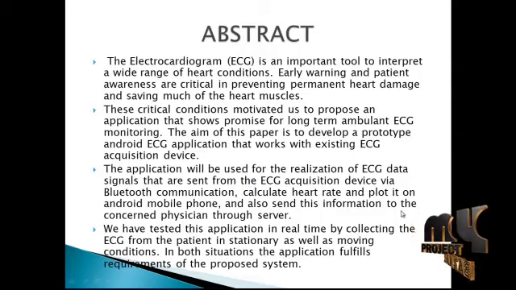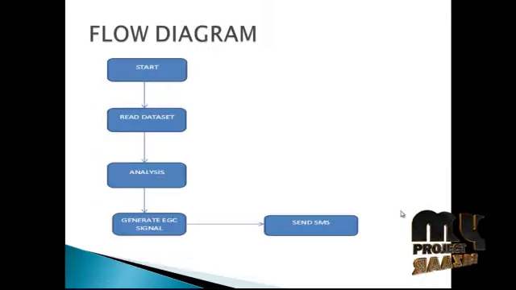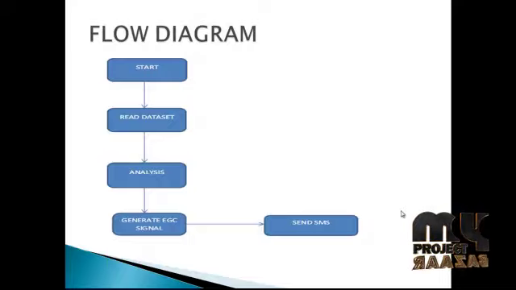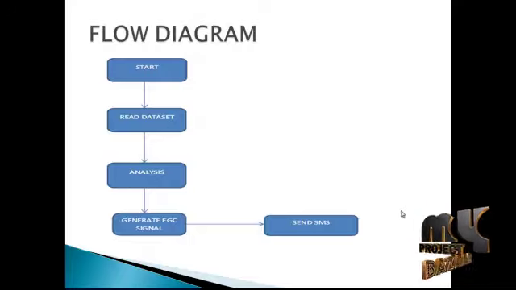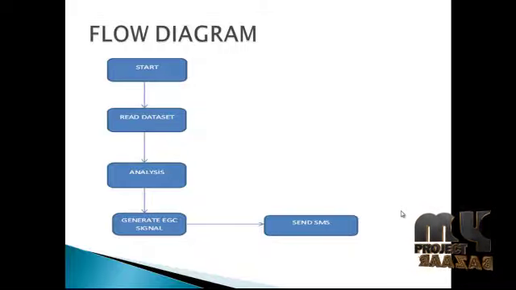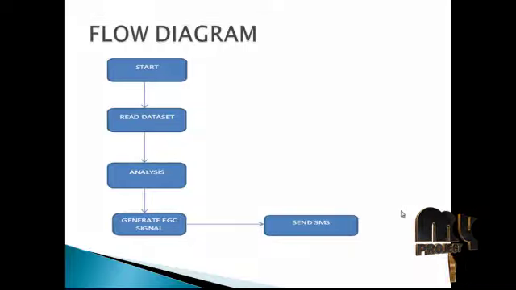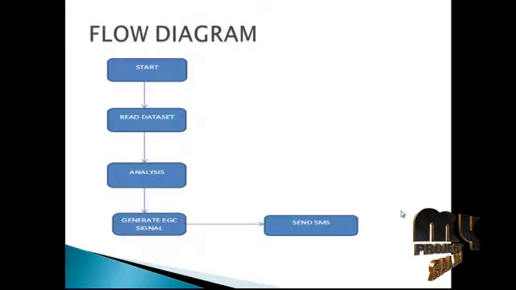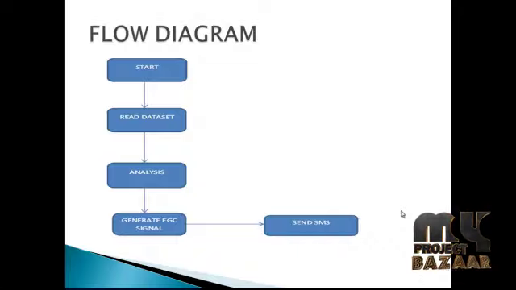Let's see the data flow diagram of this project. First one is the start module, another one is the read dataset module, next one is the analyze module, next one is generate ECG signal, next one is the send message. The read dataset module is used to read the dataset from the devices. After reading, the dataset will be analyzed through the Android system. After analyzing, the ECG signal will be generated.